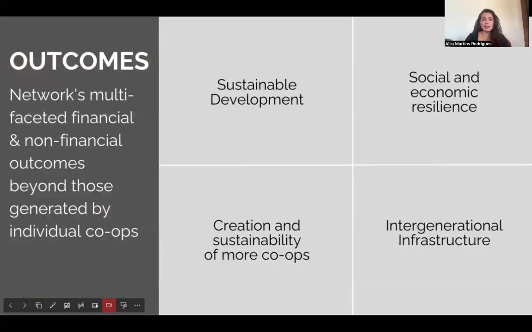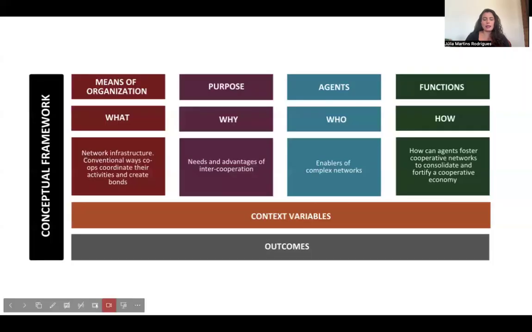Everyone gains from the positive externalities, such as a healthier economy, enhanced reputation, sustainable development, and greater social and economic resilience. Also, these networks contribute to the creation and sustainability of new co-ops and help build a lasting intergenerational infrastructure for future cooperatives. In fact, the presence of an intergenerational structure is not just an outcome, but also a key parameter in our framework for assessing a network's maturity.